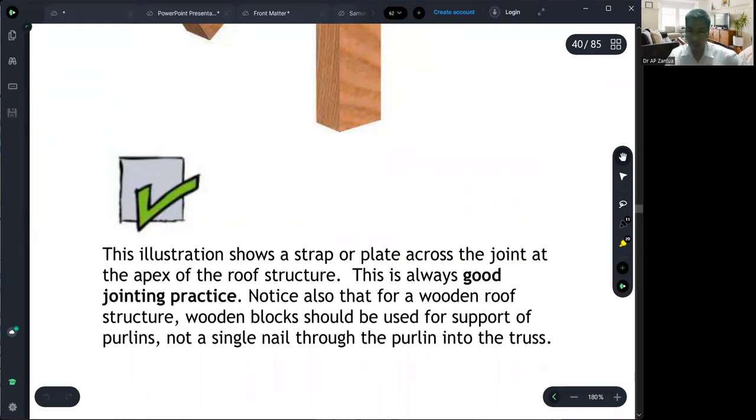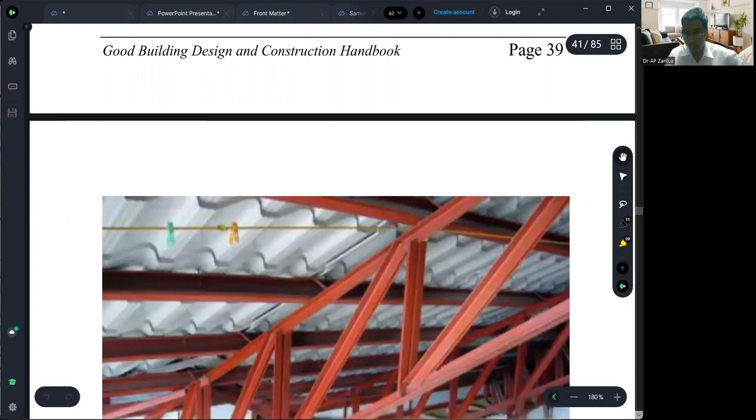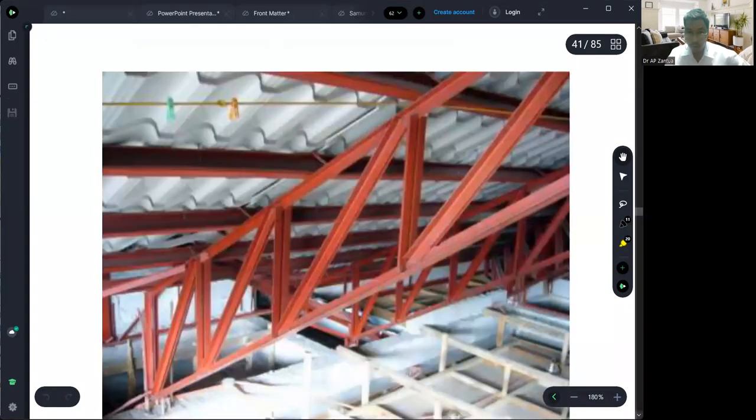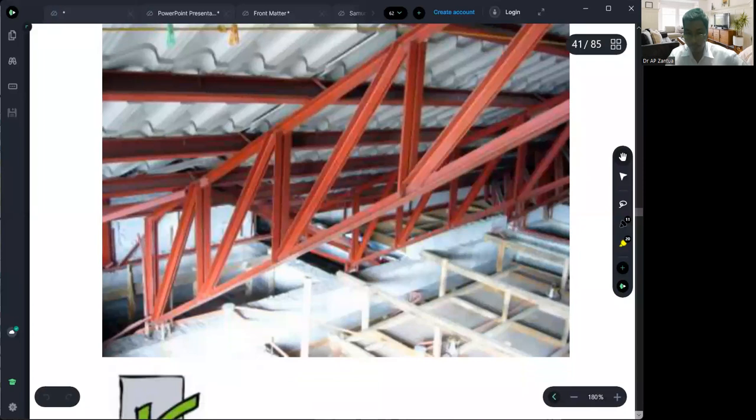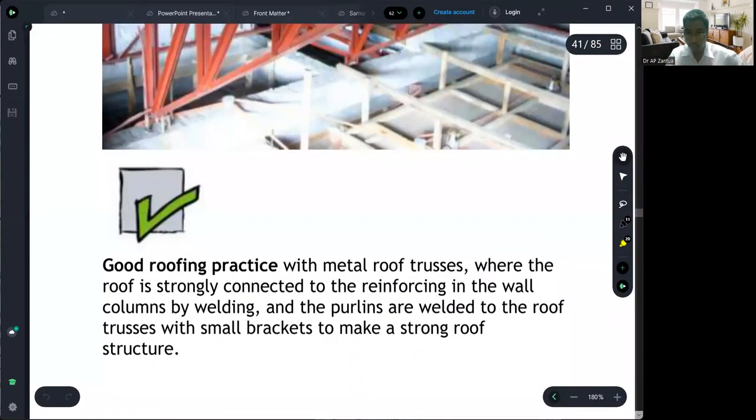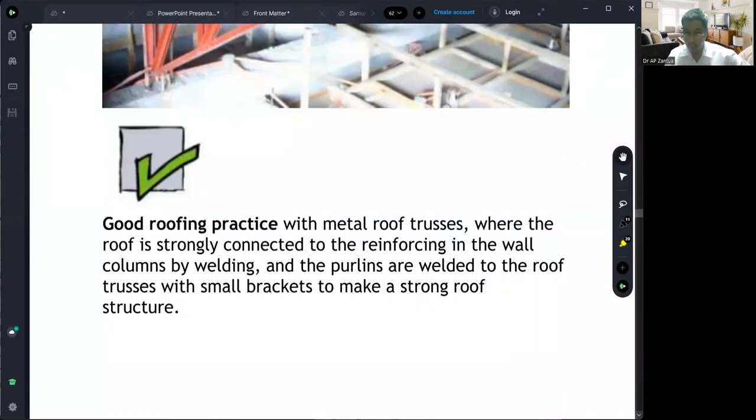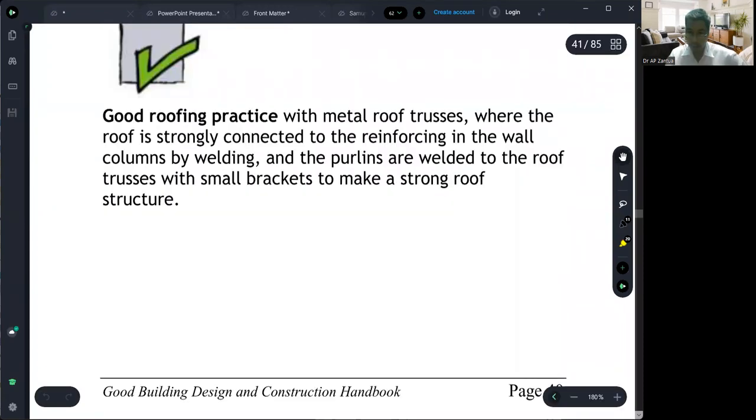Another good practice example. If we have metal roofing, it must be connected to the concrete structural element. We have to weld, or brace using a plate, using bolts, and so on. In this example, this is welded. A good example, welding small brackets from concrete to steel elements.